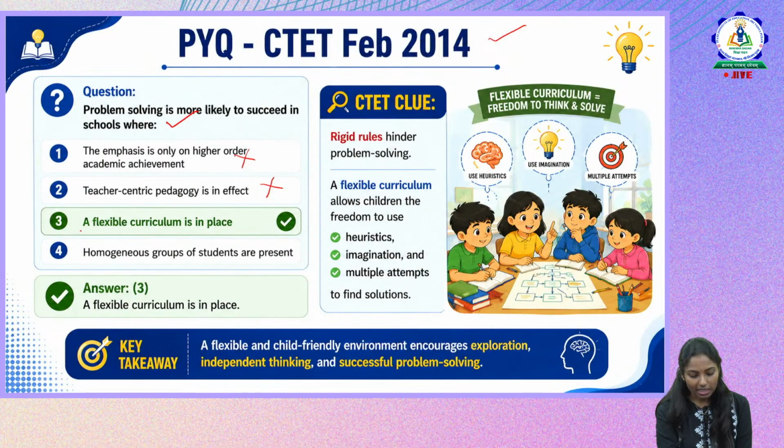Then the third option is flexible curriculum in place. Yes, and this is the right option. Flexible curriculum is nothing but where there is freedom to adapt to the learning, where there is that much autonomy, where students have the power to know what they are learning. And the fourth option is homogeneous group of students are present. No, even if in a classroom there are similar kinds of students with the same level of intelligence, the problem solving skills will not improve. So even we can eliminate this option.